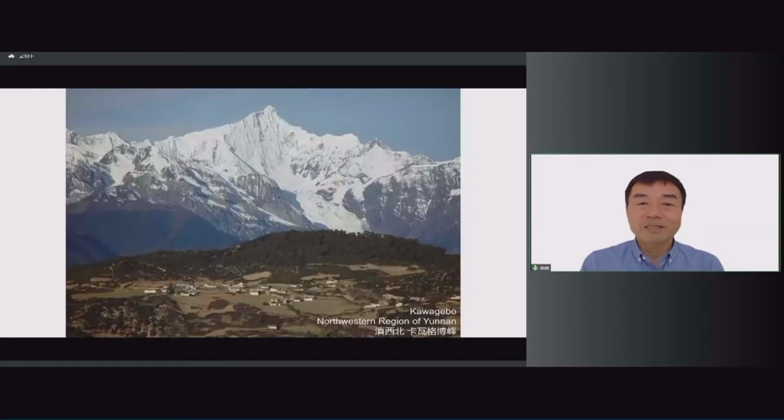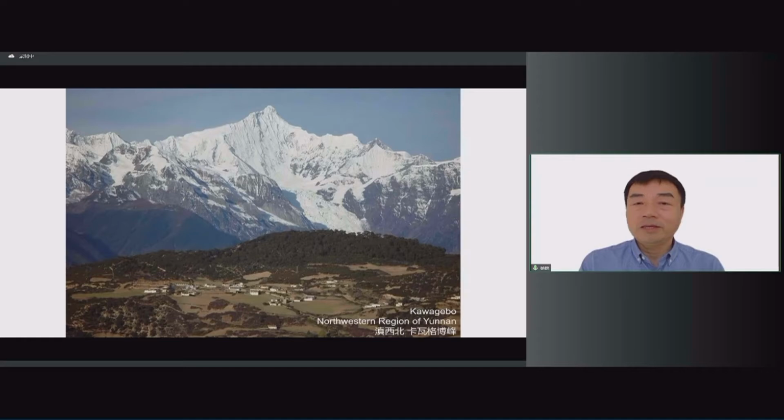So you can see the image of Meili Snow Mountain, which is located in the northwestern region of Yunnan province. This is the place. This is the mountain. In this area, I made the decision from architecture, design, urban planning to the natural conservation. Because I had a bachelor degree of architecture design, master degree of urban planning. Both the degrees focus on how to develop the Mother Earth, not how to conserve.